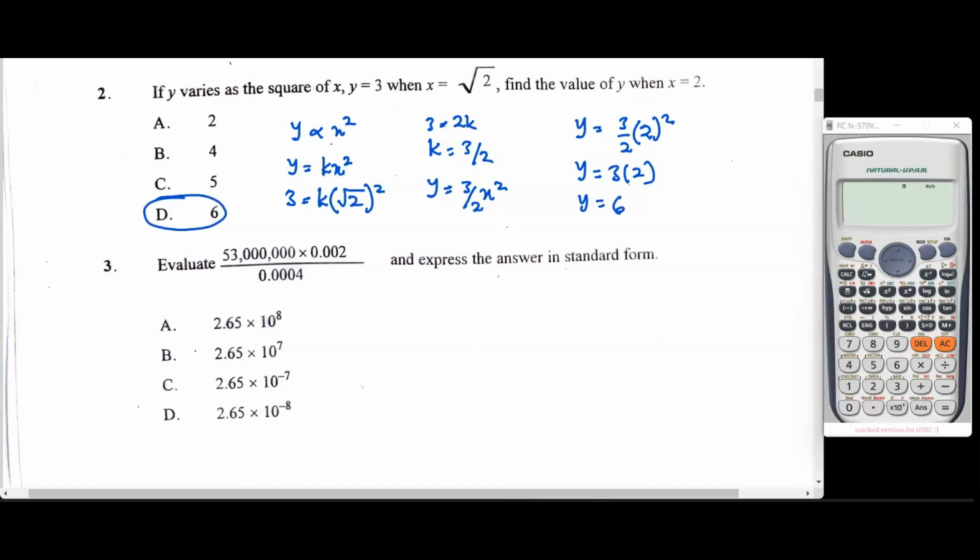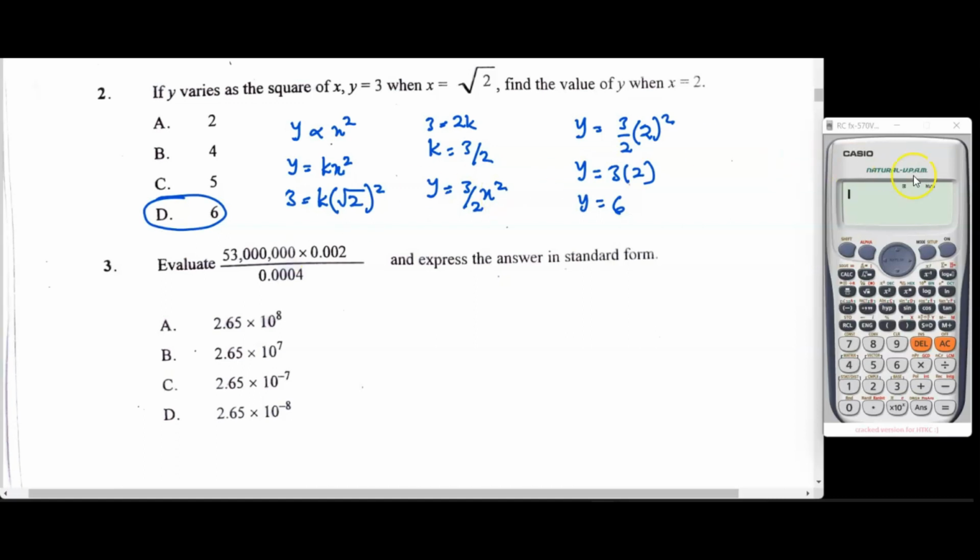Now, moving on to question number 3. Now, you realize that it says evaluate the expression here, 53 million times 0.002 all divided by 0.0004 and express the answer in the standard form.